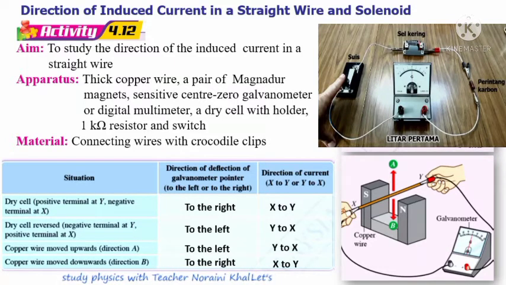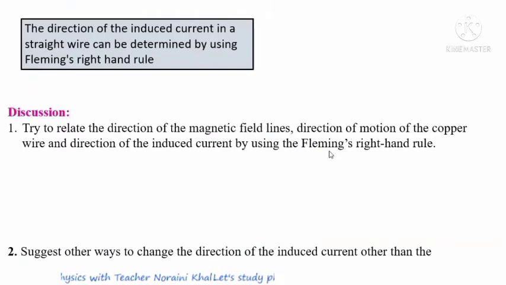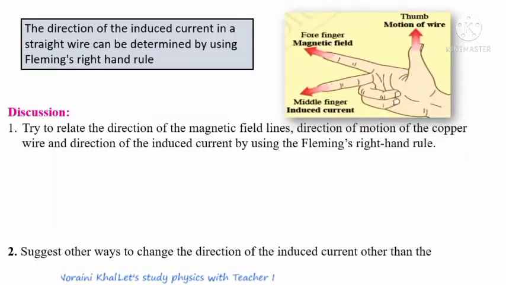So let's discuss further on Fleming's right-hand rule. In the case of a wire moving in a magnetic field of a permanent magnet, we can use Fleming's right-hand rule to determine the direction of induced current. The thumb represents motion of the wire, either upwards or downwards. The forefinger represents the magnetic field, always pointing to south, and the middle finger the direction of induced current.